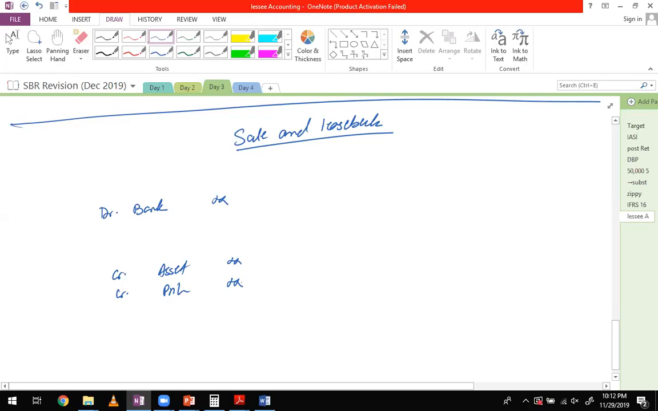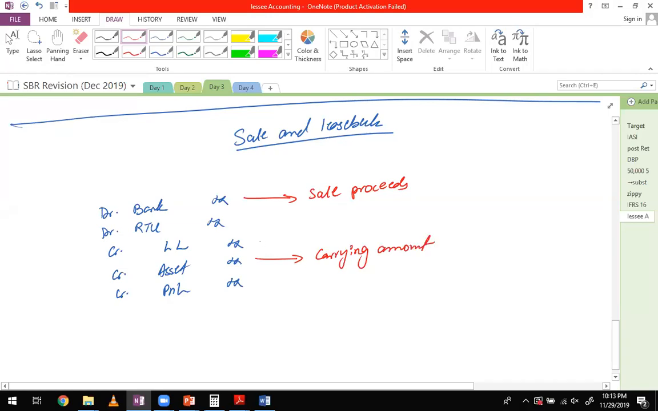Now, because we are not only selling the asset, plus we are buying it back as well, we are going to make another entry within the same, which is the right to use debit and the lease liability credit. So in simple words, we have only merged the accounting entries of the sale and the lease in a single entry. Now the bank is going to be debited by the amount of the sale proceeds. The asset is going to be credited by its carrying amount. The lease liability will be recorded at the present value of all future lease payments. And the P&L is going to be the balancing figure.